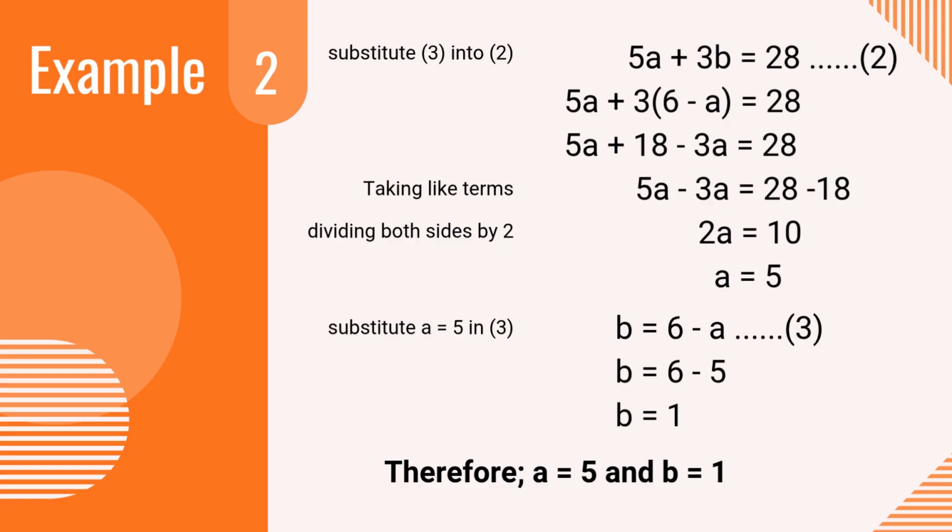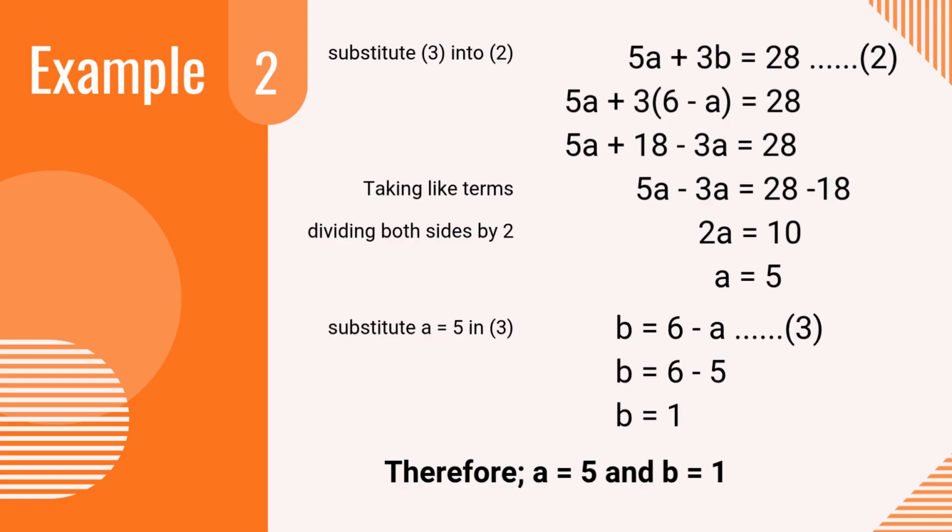Now, what is equation 2? Equation 2 is 5a plus 3b equals 28, which means anywhere we see b now, we are going to input equation 3, which is 6 minus a. Now, we have 5a plus 3. Instead of b, now we put 6 minus a and close the bracket, which is all equal to 28.